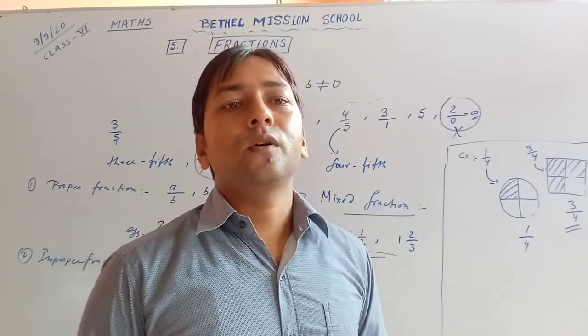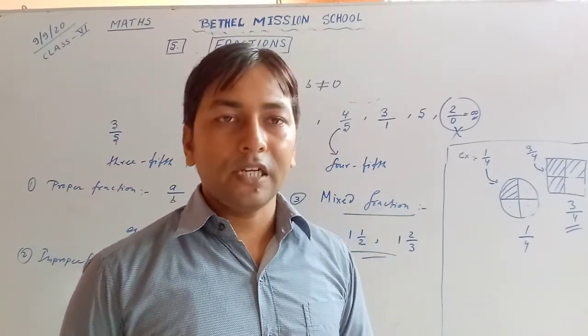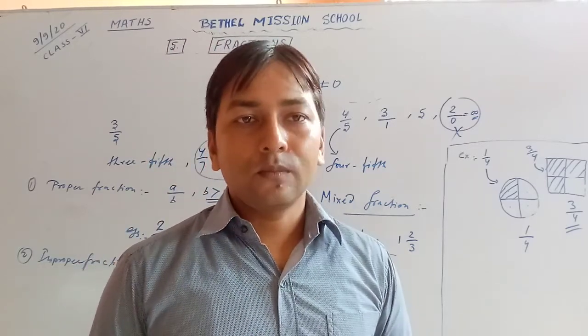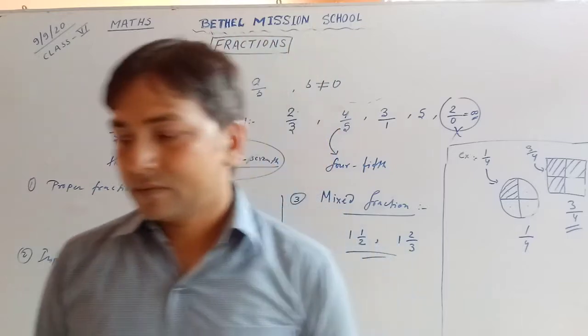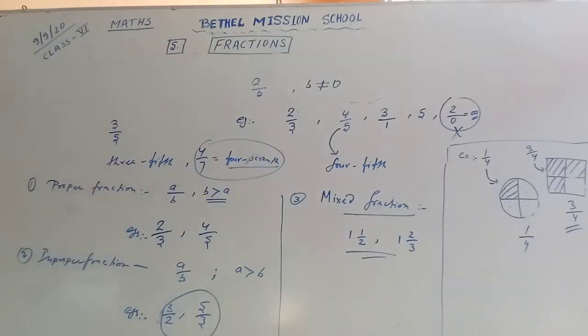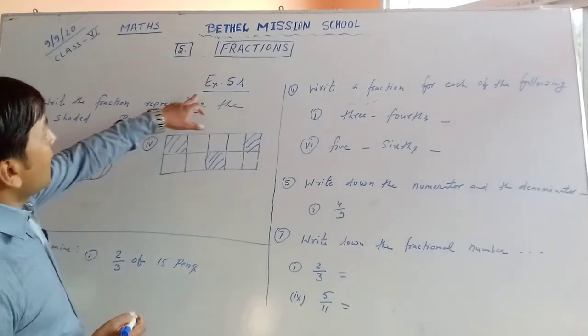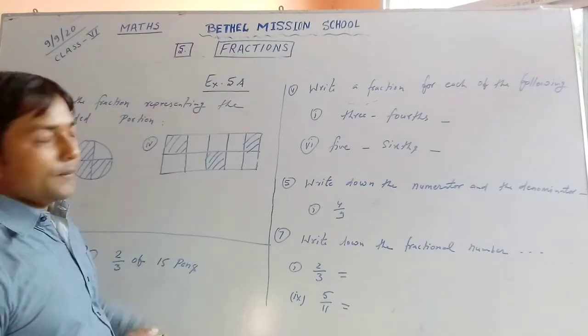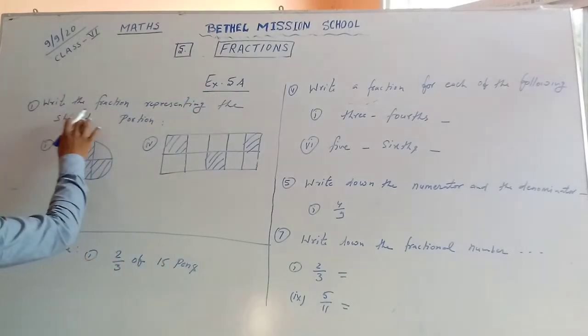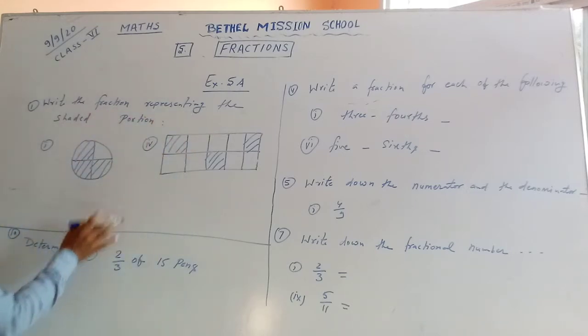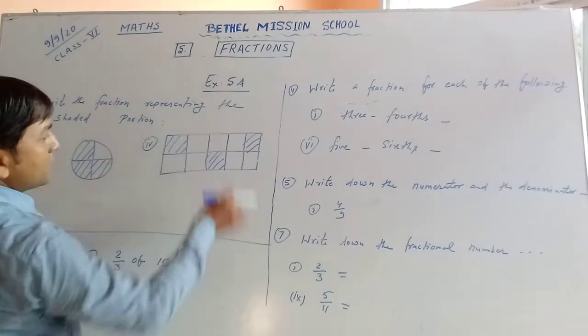Okay, these types of questions are given in your book. You can do that. Now I will do the next question. I take some questions from your book. Now I am going to solve exercise 5a: write the fraction representing the shaded portion. I have taken 2 questions from your book of exercise 5a.